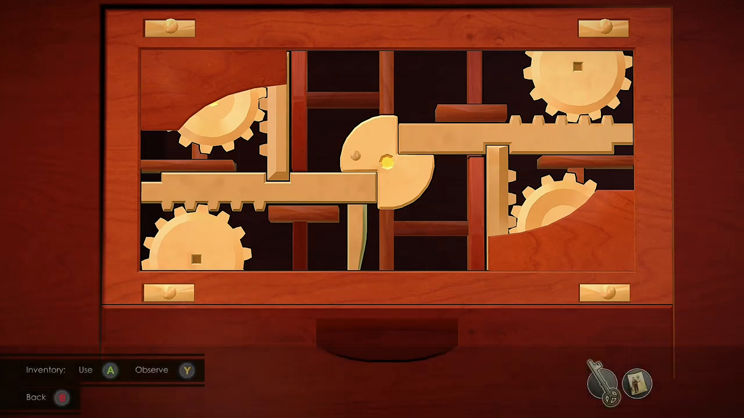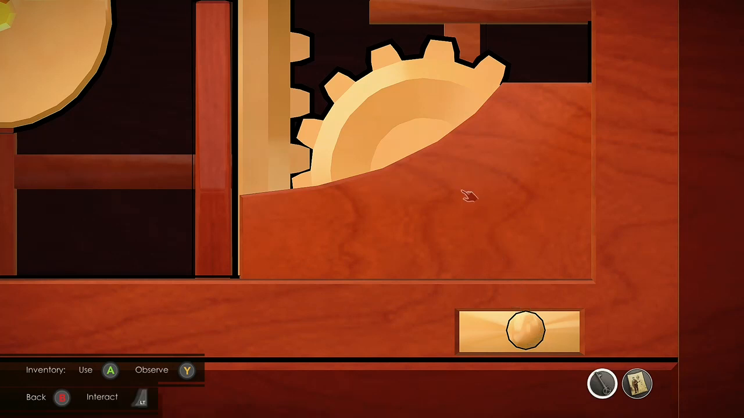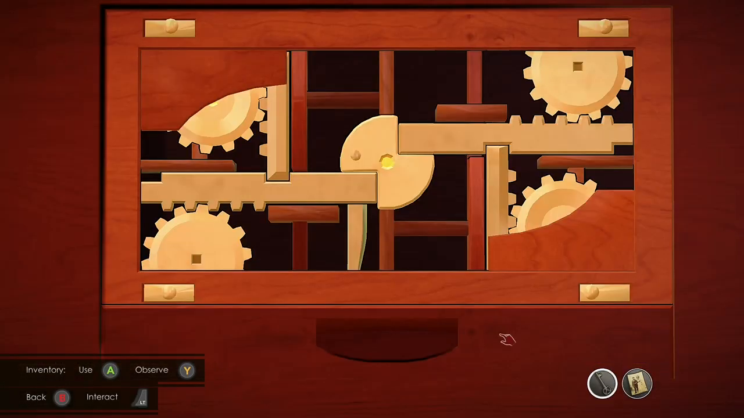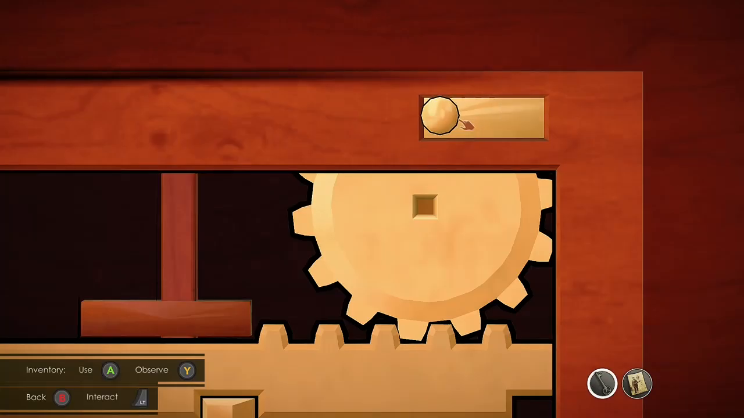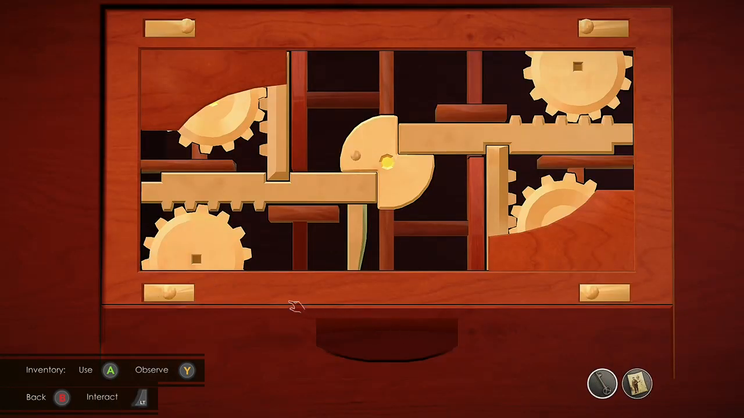The cogs are blocked by... Okay, there's got to be a clue here. I have no idea what I'm doing here.